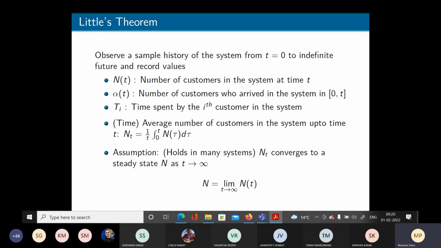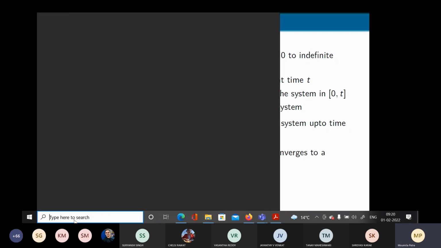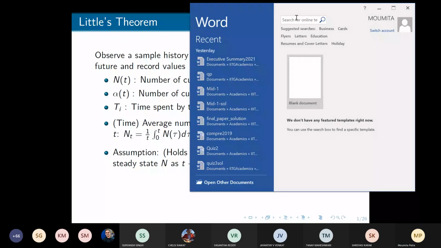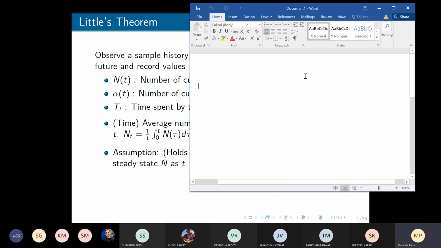Okay, so we had started with Little's theorem. Let me show you how it will look. All right, let me get to this one.